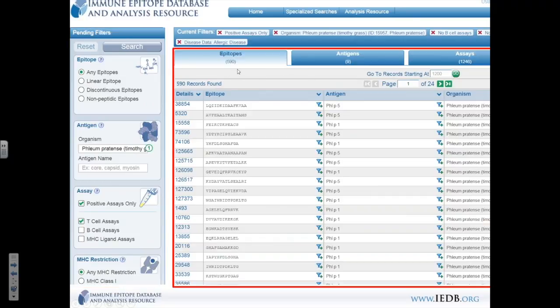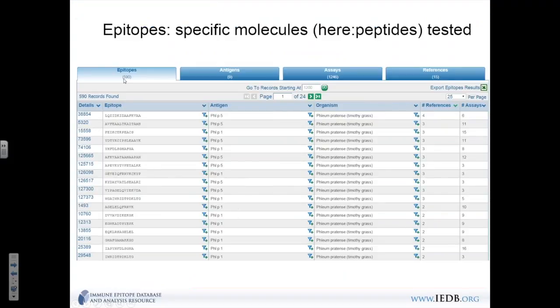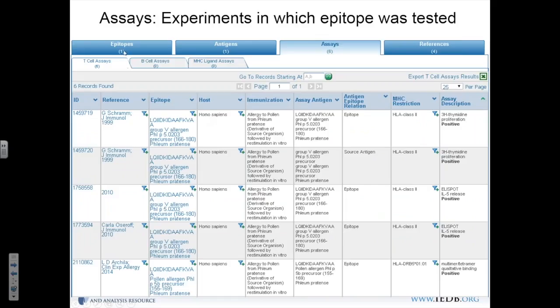But the main results are presented in these different tabs. So this query returns 490 different epitopes, which are the specific peptides that were tested in people, and the antigen they come from. But actually first, here this is just taking the first epitope. I can use this filter symbol to just say, okay, I only want to see data about this epitope. Then you're now showing just this one epitope, and these are the 6 assays in which this peptide has been tested. And you see these have different information.